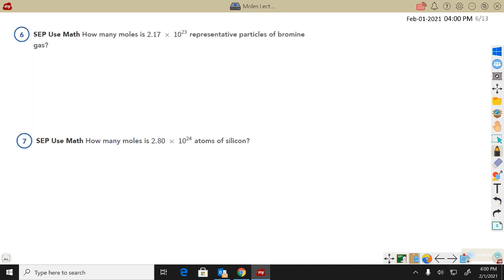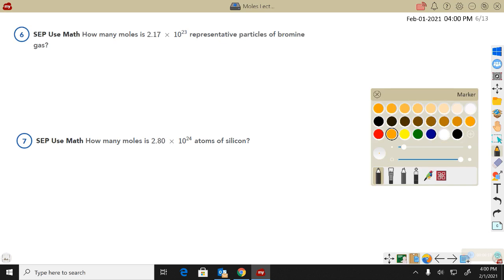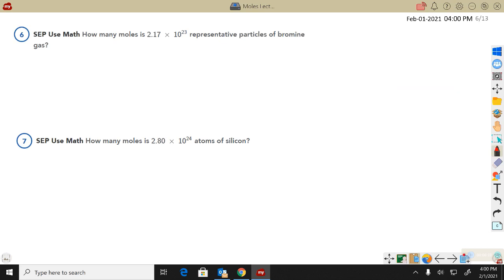Okay, so 6 and 7. How many moles is 2.17 times 10 to the 23rd representative particles of bromine gas? Okay, well, this is kind of, I don't know, an unfair example. Bromine gas really exists as a molecule of Br2. They should have told you that. I wouldn't have expected you to know that at this point in the game. If you only used Br atoms, you're still going to get the same answer.